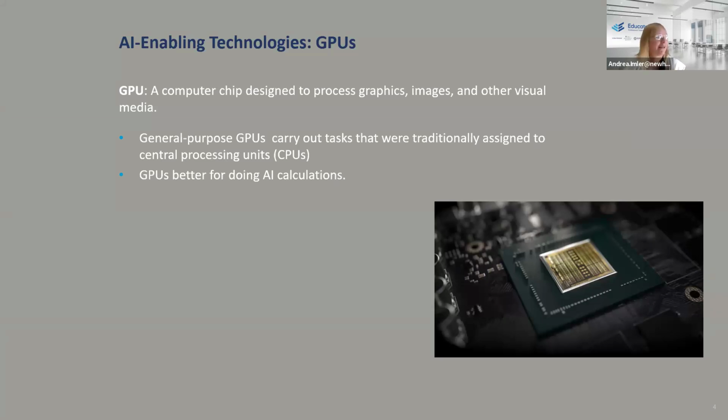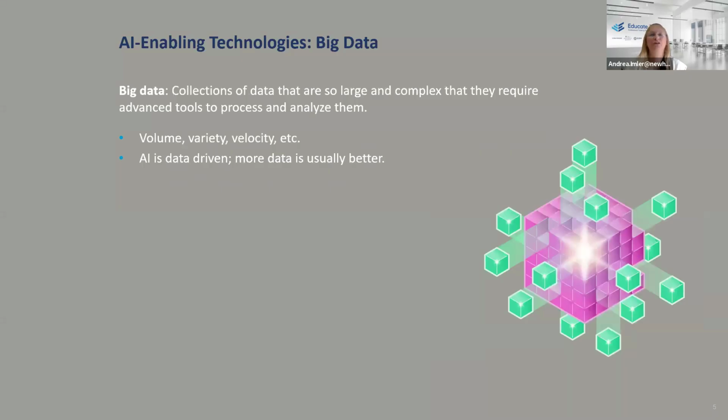And so that with cloud computing, and the third component is what allows us to actually have AI in this day and age, the way that we're starting to learn it. The third component for the enabling technology is we need big data. We need massive amounts of collections of data. We need such large and complex data that they require advanced tools to process and analyze them.